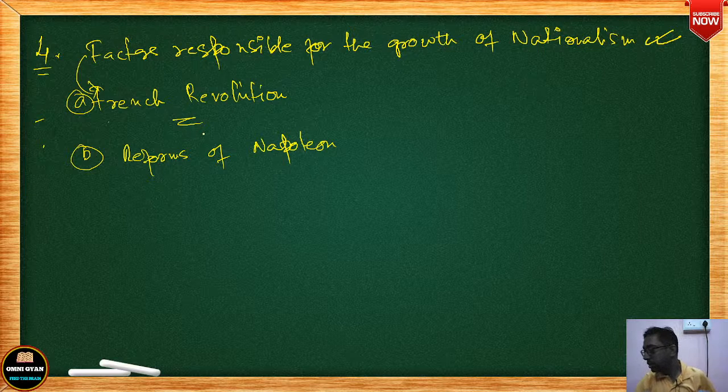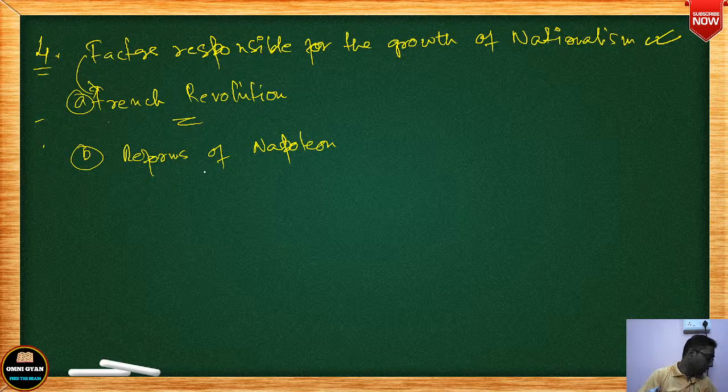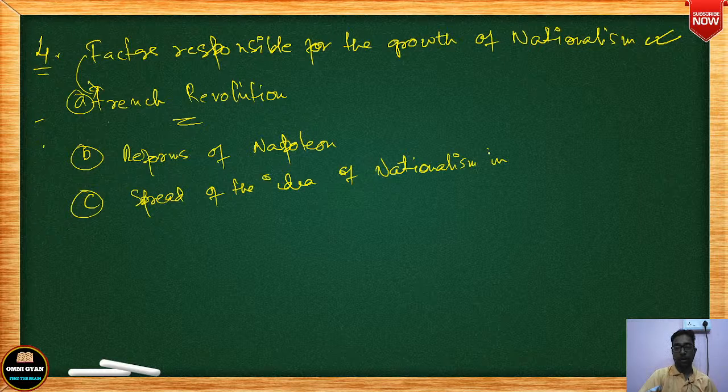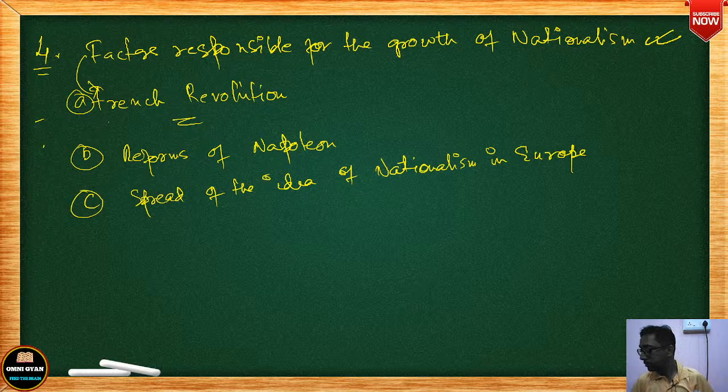So what you do is that you just look at the reforms of Napoleon. There are also certain points in the reforms of Napoleon. Then the third point is the spread of the idea of nationalism in Europe. Okay, spread of the idea of nationalism. Where? In Europe. All right. Okay.